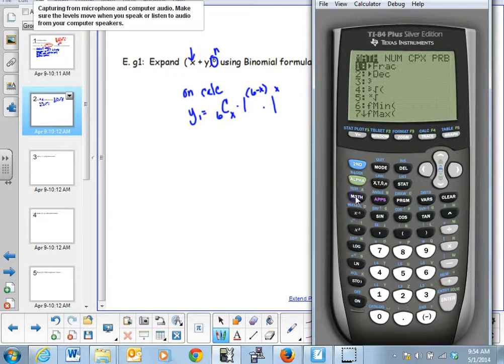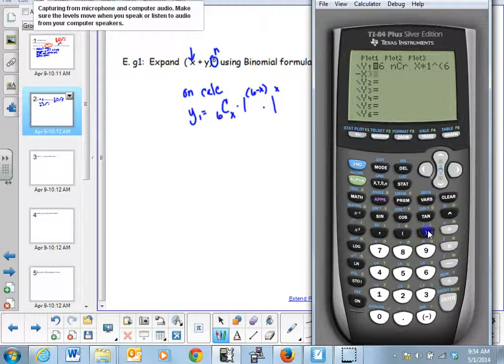So 6 combinations, same place we always found combinations, taken x times. Now this one's going to be a little boring because they're 1s as our coefficients, but that's okay. 6, whoops, I already forgot parentheses. 6 minus x power.